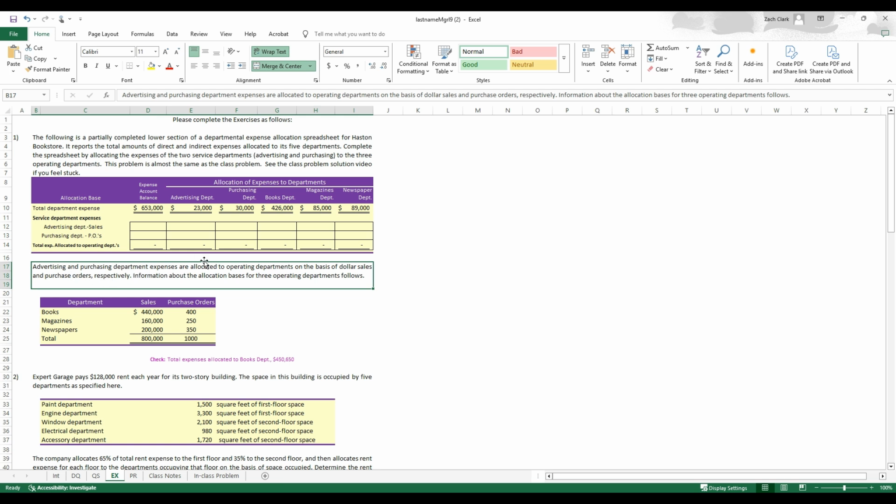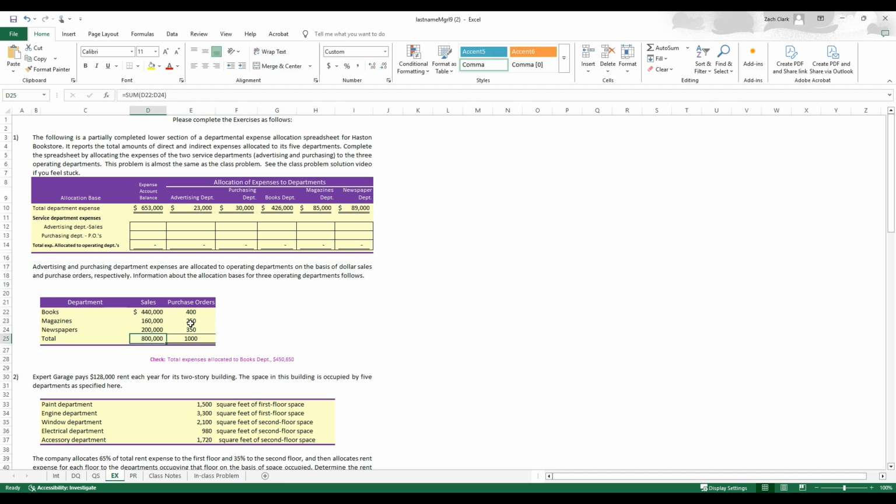So advertising and purchasing departments, they're allocated on the basis of dollar sales and purchase orders, respectively. So when it says respectively, that means the first one, advertising, is allocated based on the first one, dollar sales, and purchasing is allocated based on purchase orders. And so, okay, so we've got total sales of 800,000, total purchase orders of 1,000.